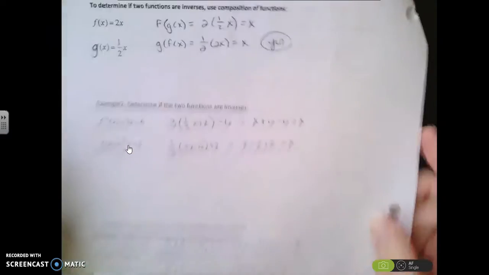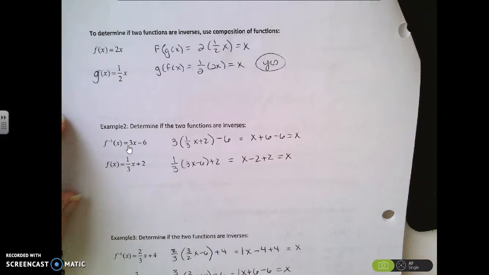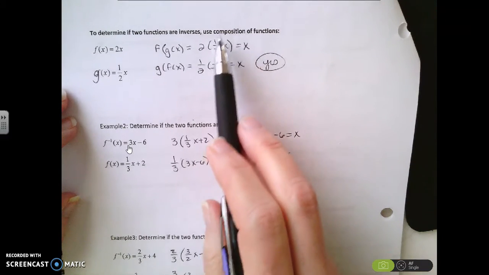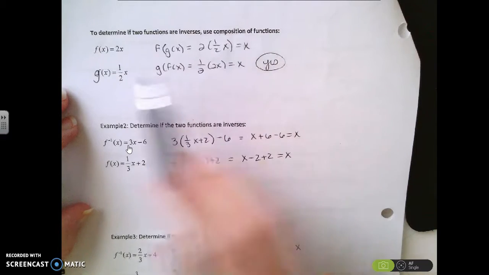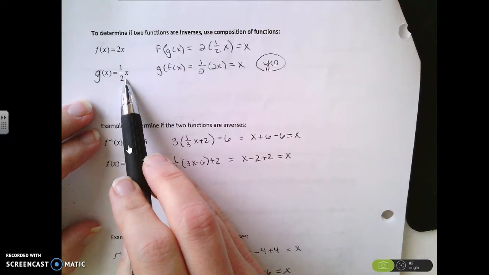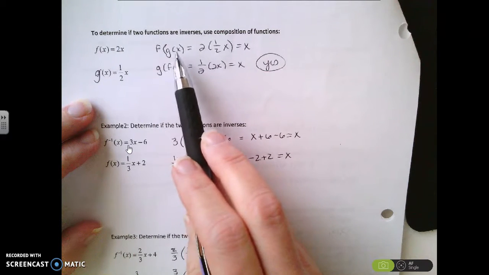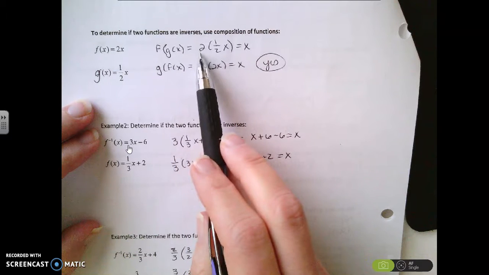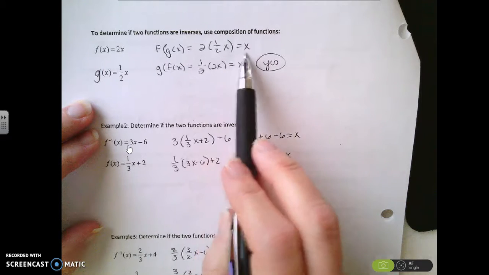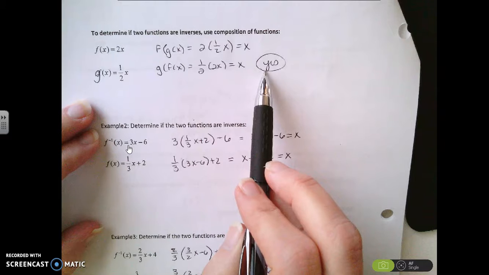So leading to the next thing, if I want to determine if two functions are inverses, then I'm going to use that y equals x line to determine by using composition of functions. So I'm going to take one of the functions and substitute it into the other one. So when I do that, you'll notice that f composed of g of x is equal to 2 times 1/2 x, which is x. So since the composition of functions is x, then that means that they are inverse functions.